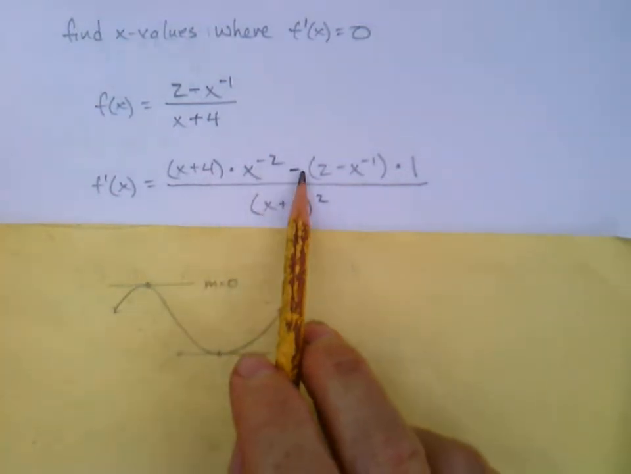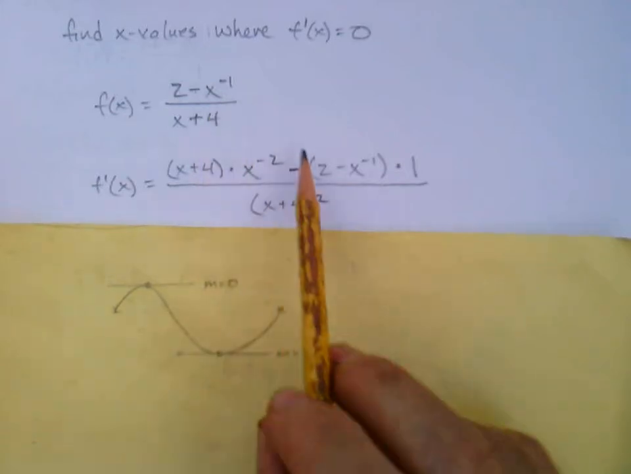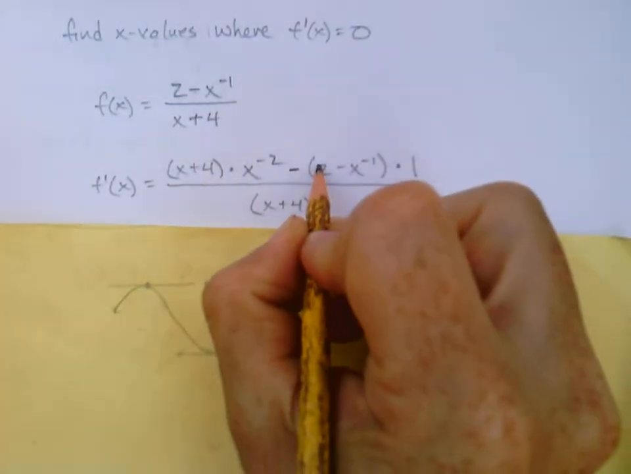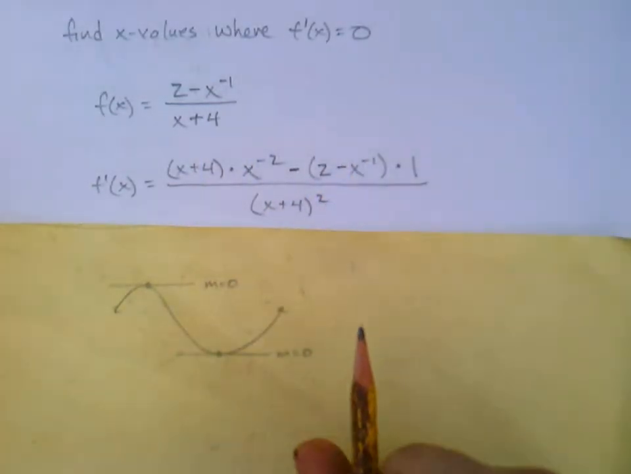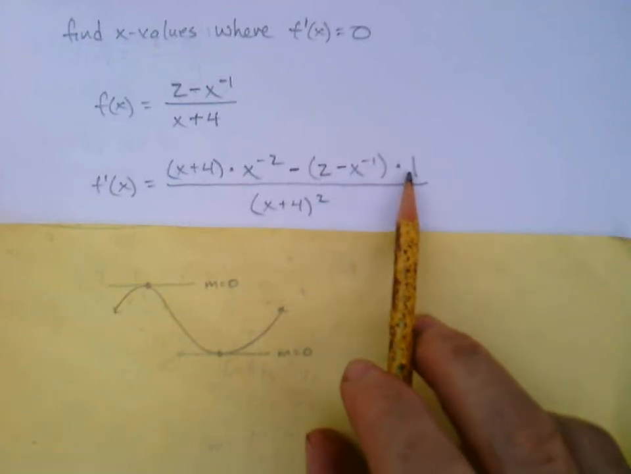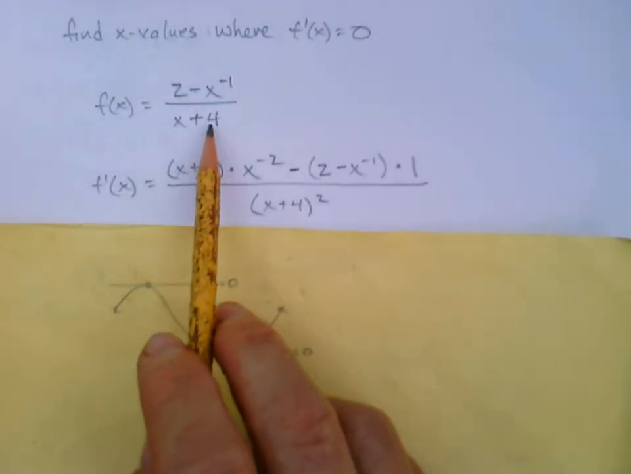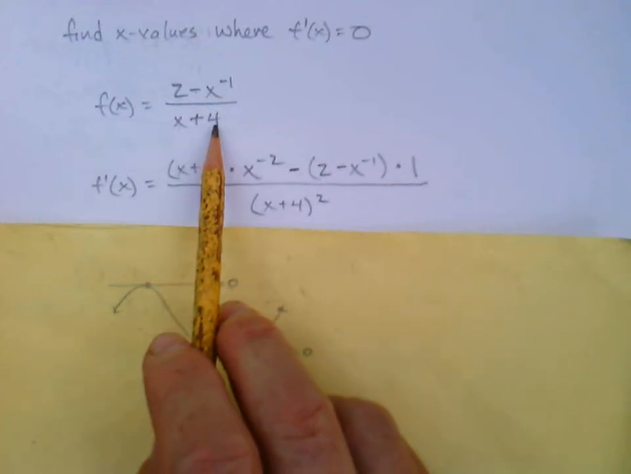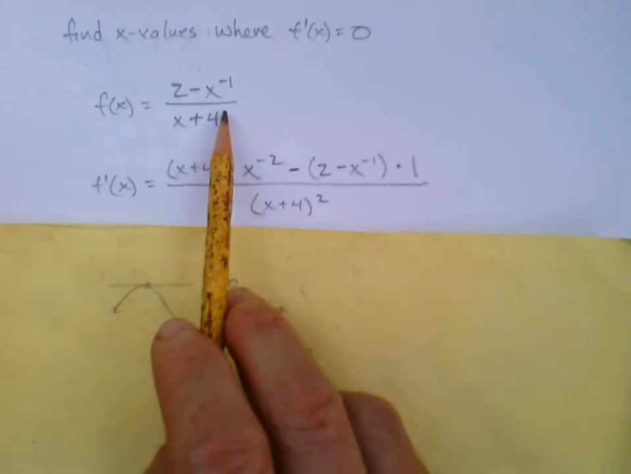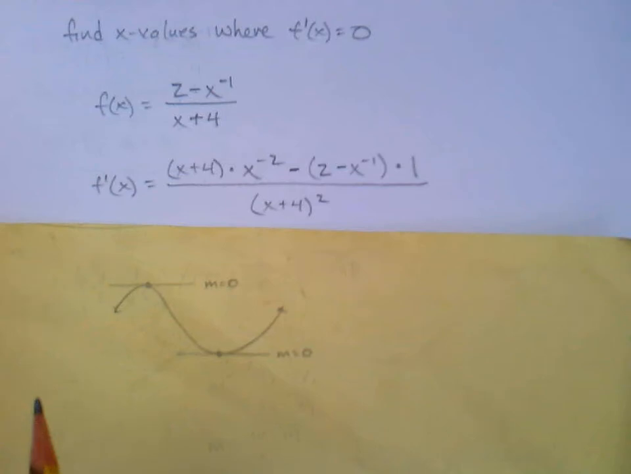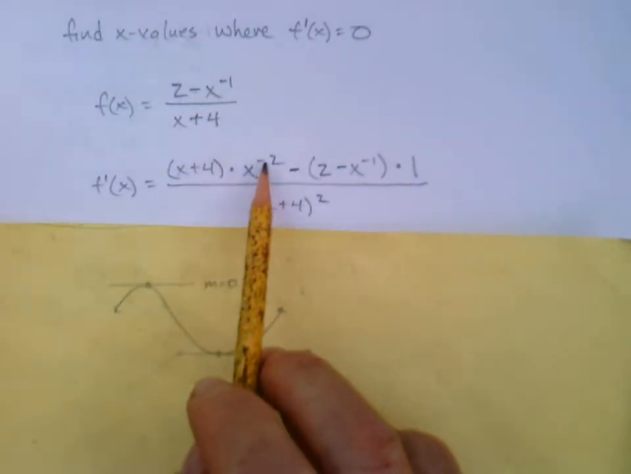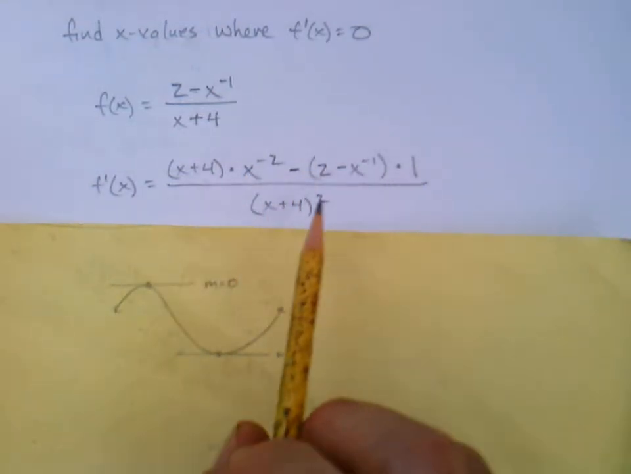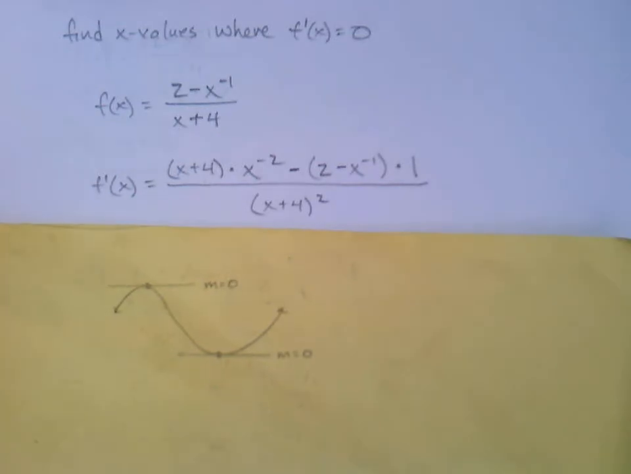Low d high minus, and there's the high that we just copy, times d low. So look at the low, the derivative of that whole thing. Well, the derivative of x is 1. The derivative of 4 is 0. So the derivative of that whole thing is simply the 1. Low d high minus high d low, all over that original low squared.